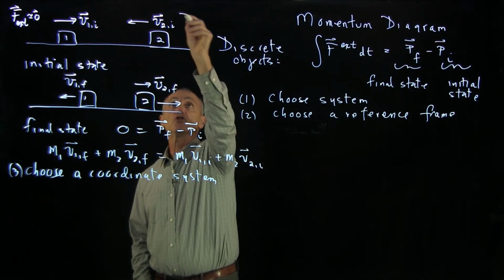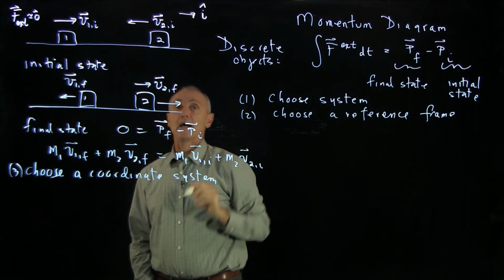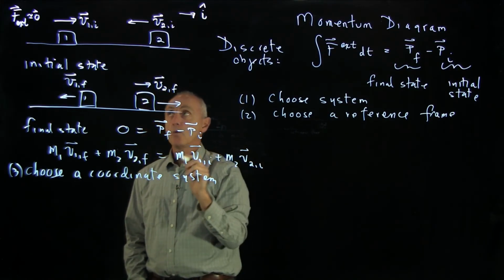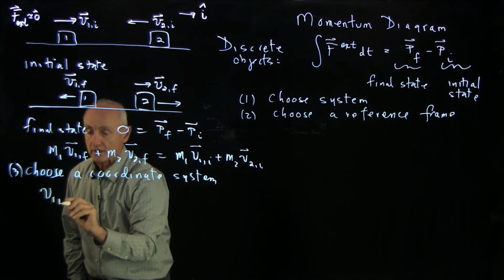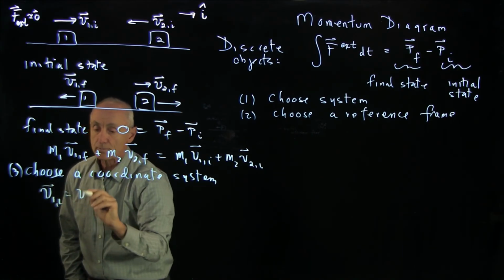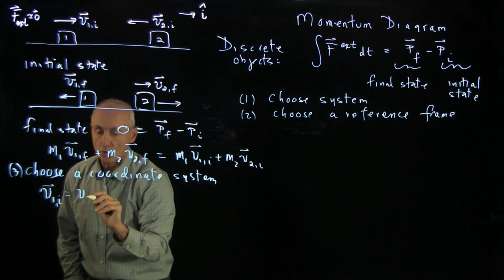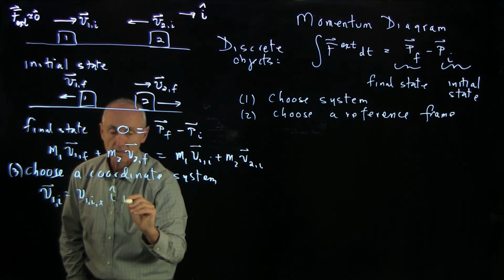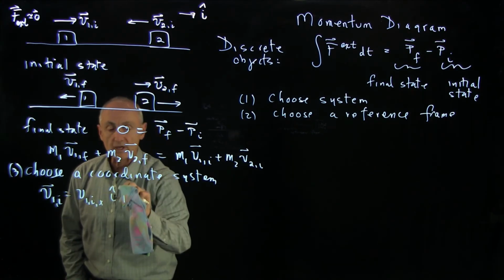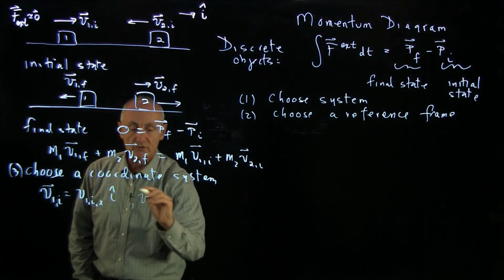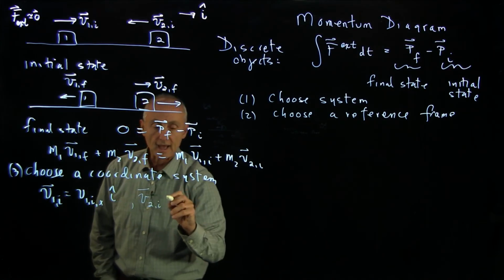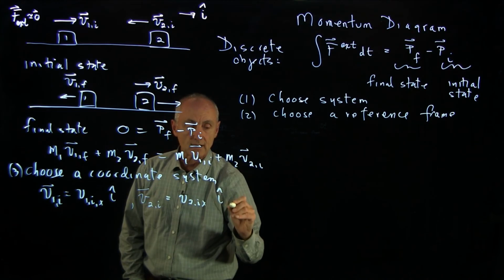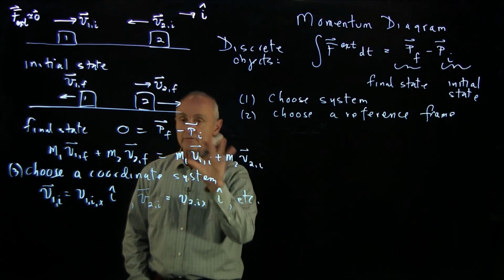For instance, let's just choose this to be the i hat direction. Now, given that choice, we could describe the velocities in terms of components. Now, this gets awkward: v1i x component i hat. And similarly, we can write down all the velocities, v2i as v2i x i hat, etc., for all the velocities.